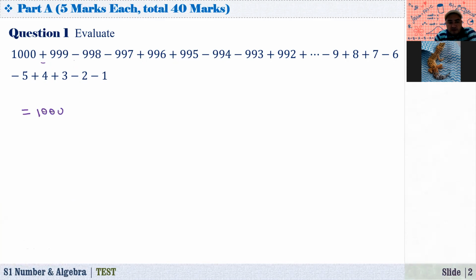Okay, so let me just keep this 1000 here. And plus, after that, if you combine these two numbers which have opposite signs, here we have plus, minus, minus, plus, plus, minus, minus, plus, right? So what is 999 minus 998? It is 1. And minus 997 plus 996, it is minus 1. The same thing, 995 minus 994, it is plus 1 again, minus 1. And continue, right?